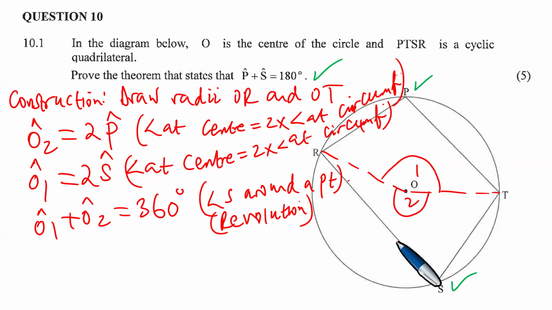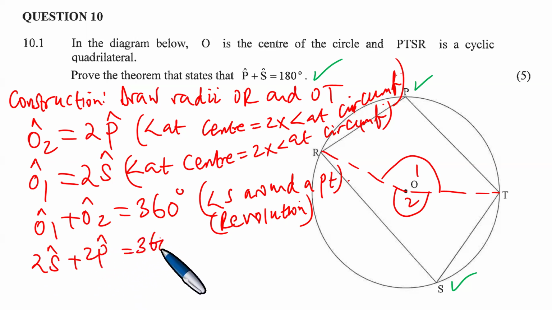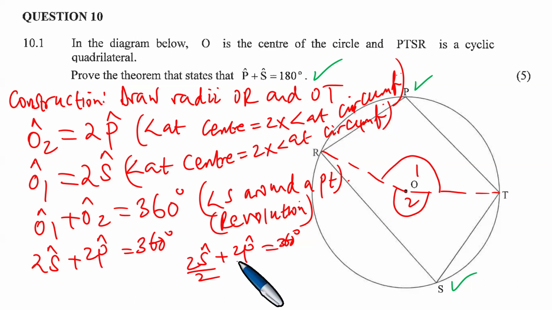Okay, right. So at this point, what is angle O1? It is twice angle S. What is angle O2? It is twice angle P, which is 360 degrees. Now at this point, what do we do? So we have twice angle S plus twice angle P, which is 360 degrees. You divide by 2, you divide by 2, you divide by 2. Which means angle S plus angle P is equal to what?